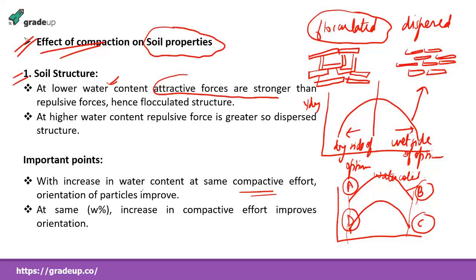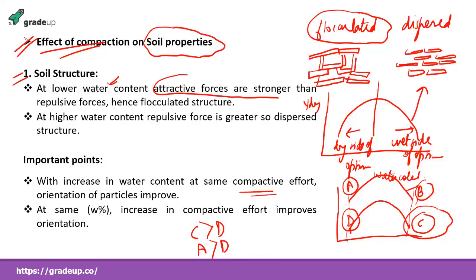Okay. It is given with increase in water content at same compactive effort. That is, when we are applying the same compactive effort, we find that orientation of particles improves. That is, towards the C, orientation is improving. That is, the void is decreasing. So C has greater orientation than D. And at same water percentage, that is, in this case, same water content, increase in compactive effort improves orientation. Okay. That means A has better orientation than D.